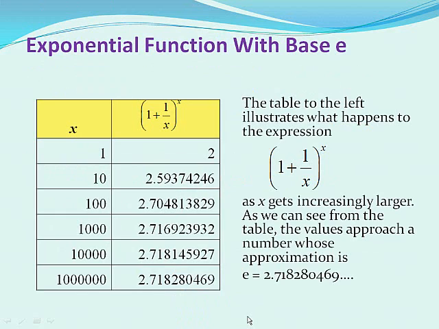Here is a table of values that is used to approximate the base e. So notice that when x is very large, this (1 plus 1/x) to the power x is coming closer and closer to this number, 2.718 and so on. So this can be taken as an approximation for e.